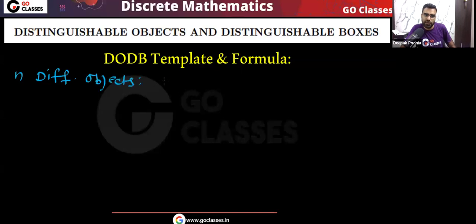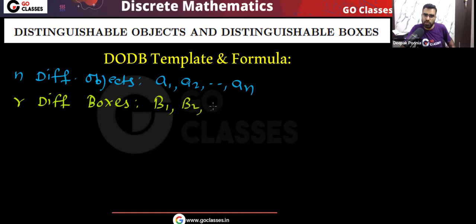We have total n different objects, for example a1, a2, and so on up to an. These are the n different objects. And let's assume we have r different boxes. These are the different boxes: b1, b2, b3, and so on up to br.